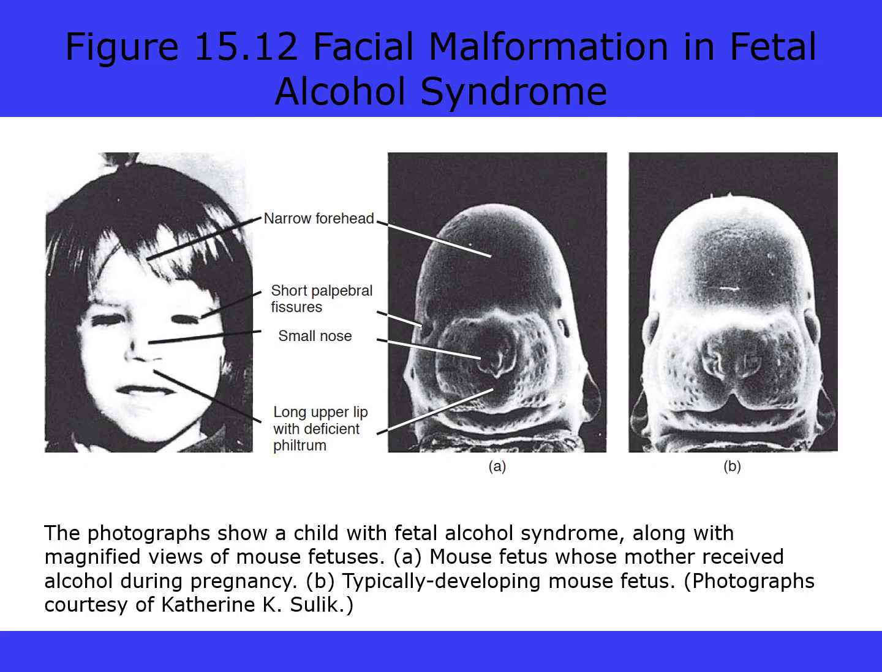here we're looking at facial malformation as a function of fetal alcohol syndrome. So here, on the right-hand side of the picture, we're looking at two different mouse fetuses. The one on the left, picture A, is a mouse fetus from a mother that has been exposed to alcohol. The one on the right-hand side, picture B, is a typically developing mouse fetus, one whose mother has not been exposed to alcohol. And you can see the different formations of different parts of the face. In particular, you'll see more of a narrow forehead, a smaller nose, and then a longer upper lip. And you can see some of these resembled in the child picture here on the left. So these are just the physical signs of fetal alcohol syndrome, but obviously there are also neurological issues that go along with this as well.